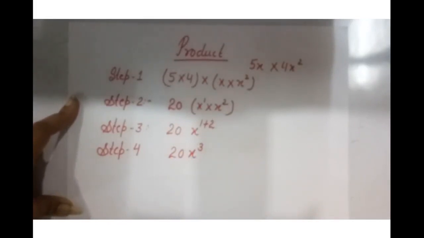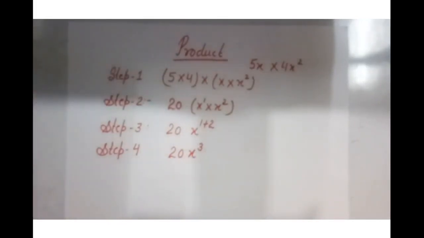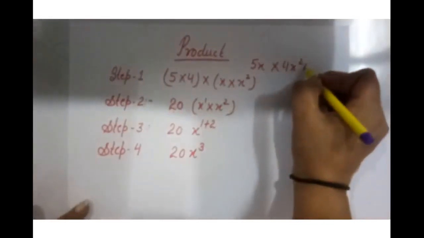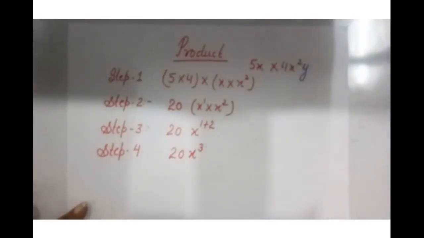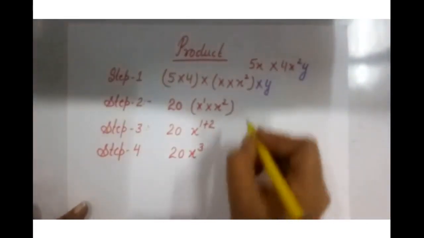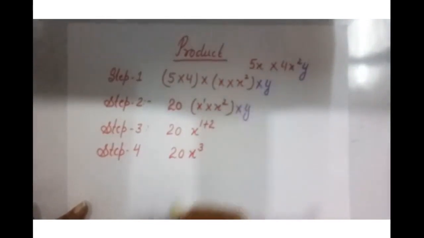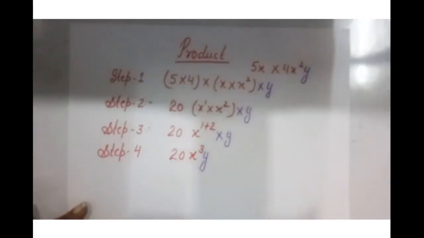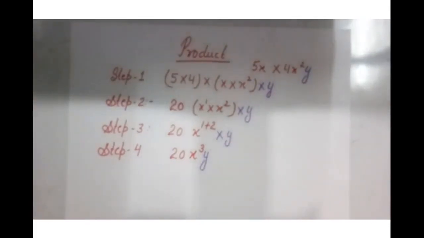Right. If we have one more different variable with that, like x and x square y, same term but I have added one more variable. So same way, step 1, form pairs. And y remains the same because it is single. So that is our answer. You have to add the powers of the same variable. That means x can be added in the power of x only, not in y.